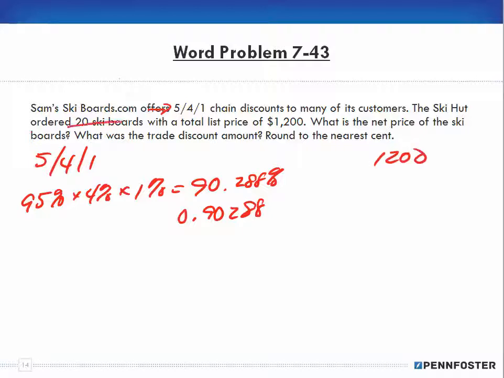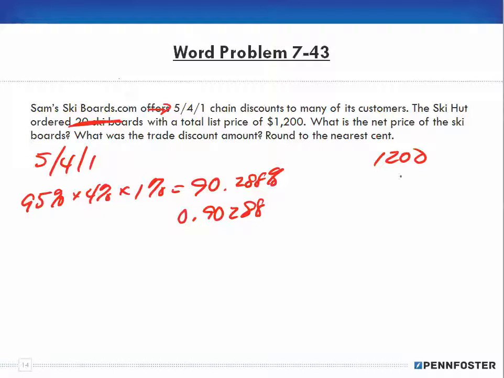The ski hut ordered 20 ski boards with a total list price of $1,200. Well, 20 ski boards is irrelevant. That has nothing to do with the problem. The list price of $1,200 is directly related to the problem. And notice that the 5-for-1 needs to be modified. Again, how do I solve word problems? Direct information, information that has nothing to do with it, and information that needs to be modified.